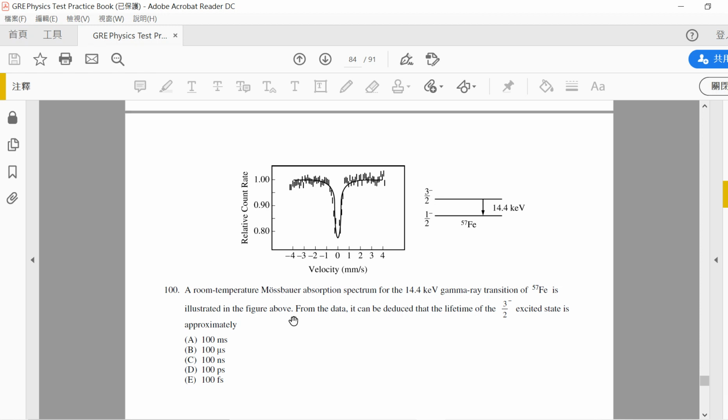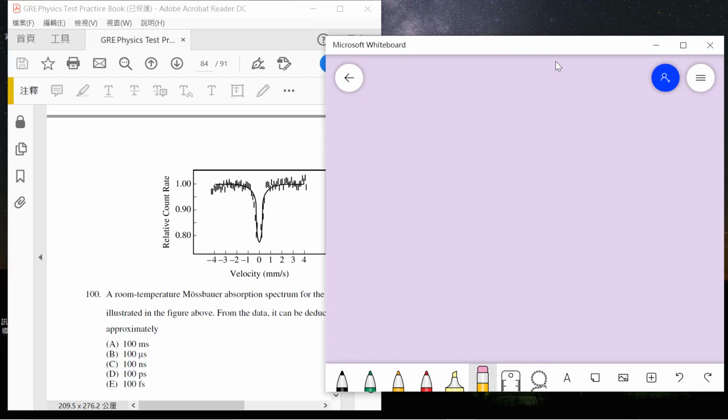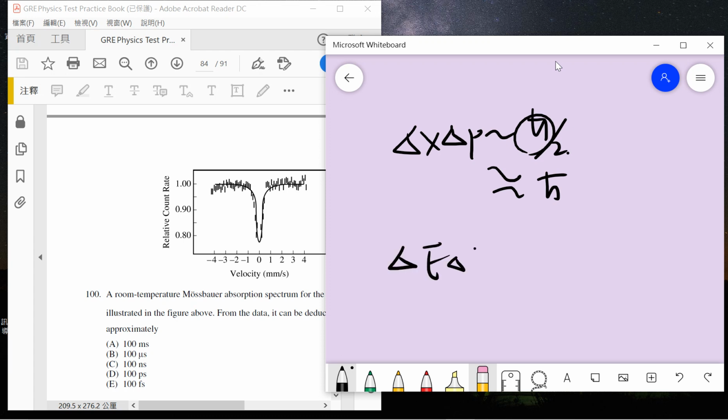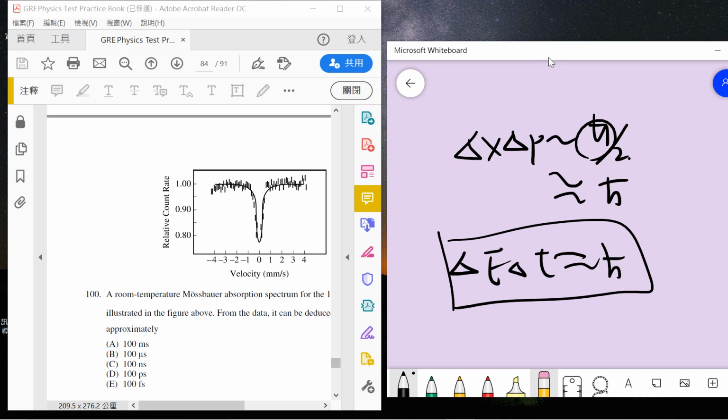To get this one, you need to know two things. The first thing is that there's a formula close to the uncertainty principle. The famous one is this one, or close to H bar. Another is the other famous one. The problem is we need delta t, so we need delta E.